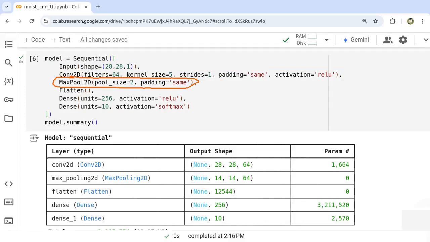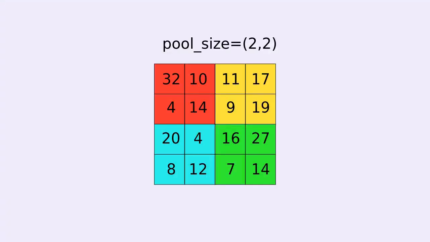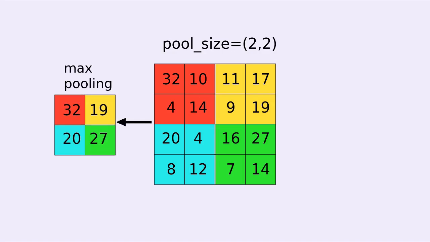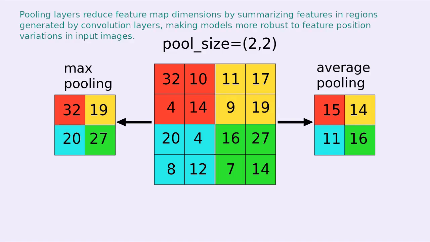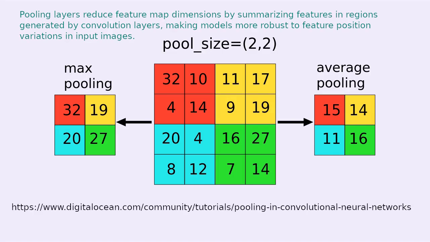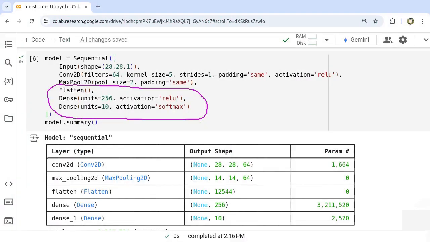Next, we discuss the concept of pooling. This is a feature map divided into 4 areas based on the pool_size parameter. Max pooling selects the largest element from each area to create a new map, while average pooling uses average values. Pooling reduces map dimensions and captures key features for processing. For more details about pooling, refer to the provided link. After pooling, we flatten the map and input the flattened data into dense layers for classification.